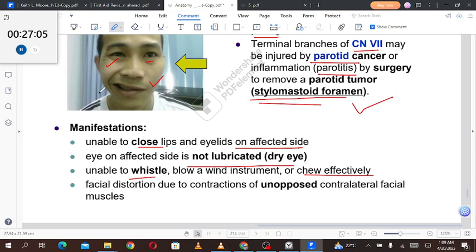So whenever the person is moving his face, there will be movement or deviation of the mouth to the contralateral side of the lesion. But I'm not saying toward the normal side, because the side of the lesion is variable. We saw that in the neuro sections. So it is due to the contraction of unopposed contralateral facial muscles.